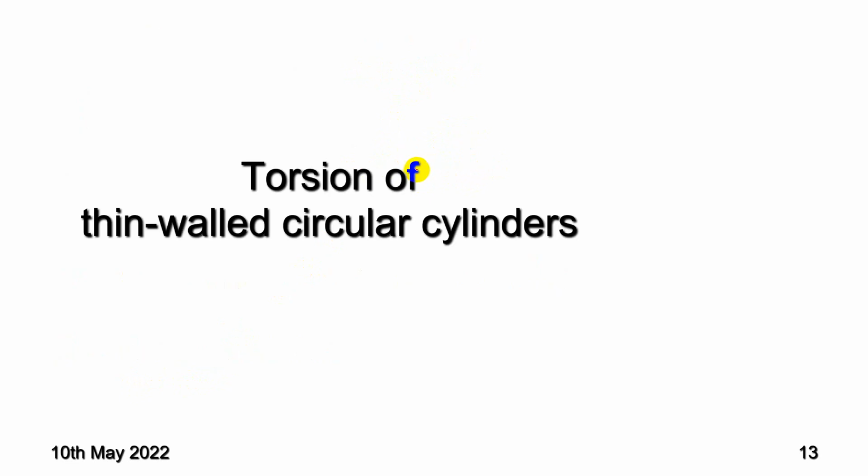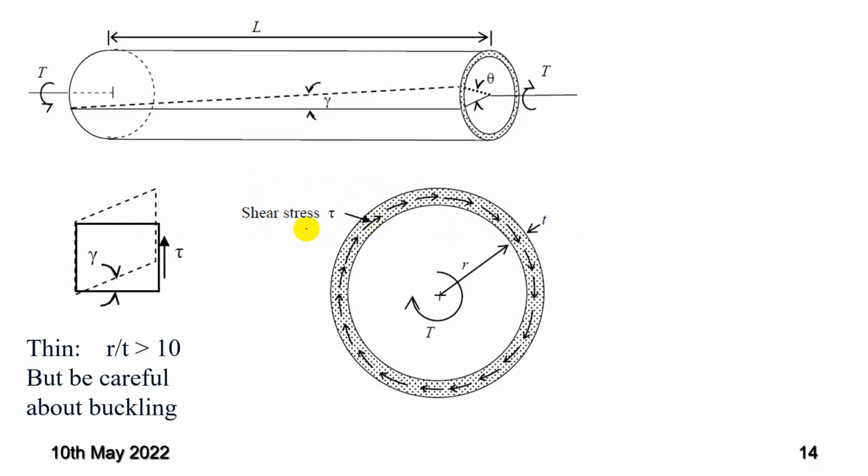Now if you look at torsion in thin-walled circular cylinders, thin-walled circular cylinders means, as we know by the definition, R over T greater than 10. In a thin-walled circular cylinder, when you apply a torque on one side, it rotates by an angle theta, and then the angle reduces, and the torque is transferred to the other side. That is the effect due to the torque.